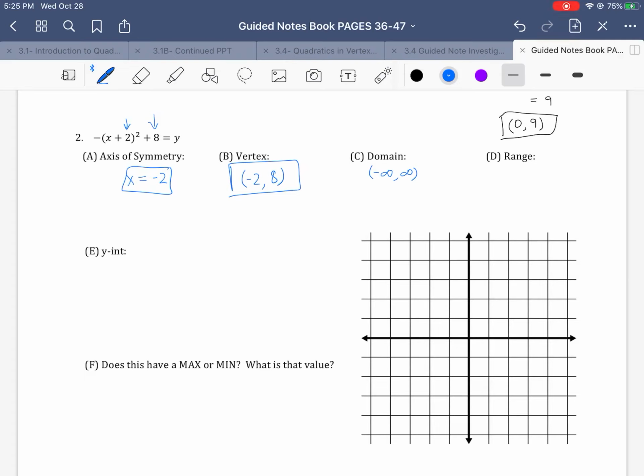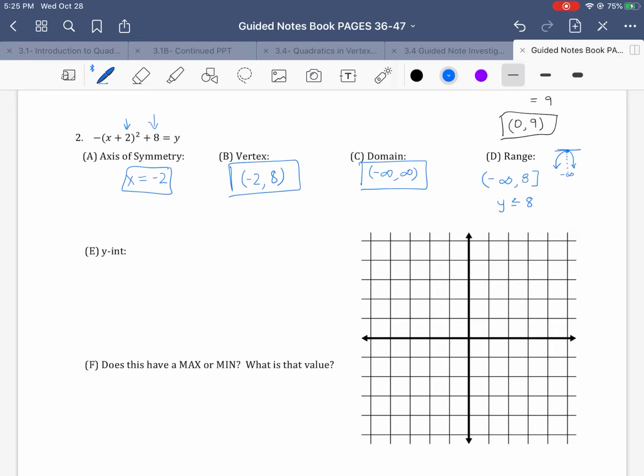Our domain is the same thing, all real numbers. And again, the range, we look at our original function, we look out front. This leading coefficient is negative, so we know that our graph is reflected. It's upside down. So we want to say from negative infinity up to that k value, which is 8 in this case.